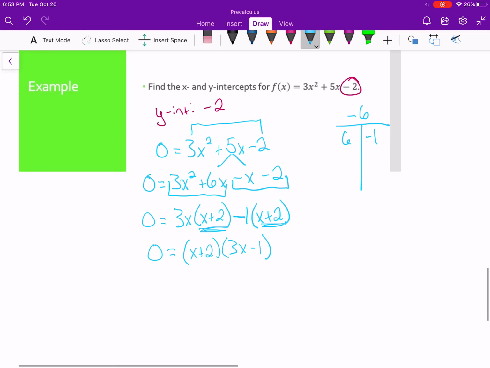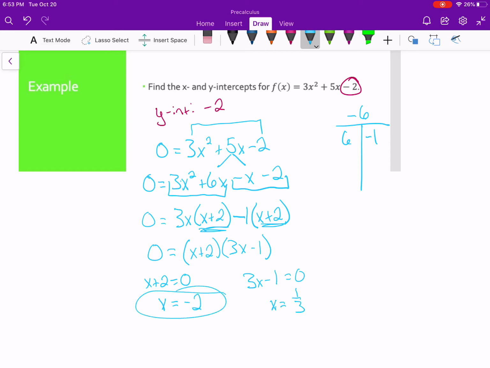Once we have it factored, remember that in order for this product to be 0, either x plus 2 has to equal 0, or 3x minus 1 has to equal 0. So here solving, we get x equals negative 2. And here solving, we get x equals 1/3. So those are our x-intercepts.